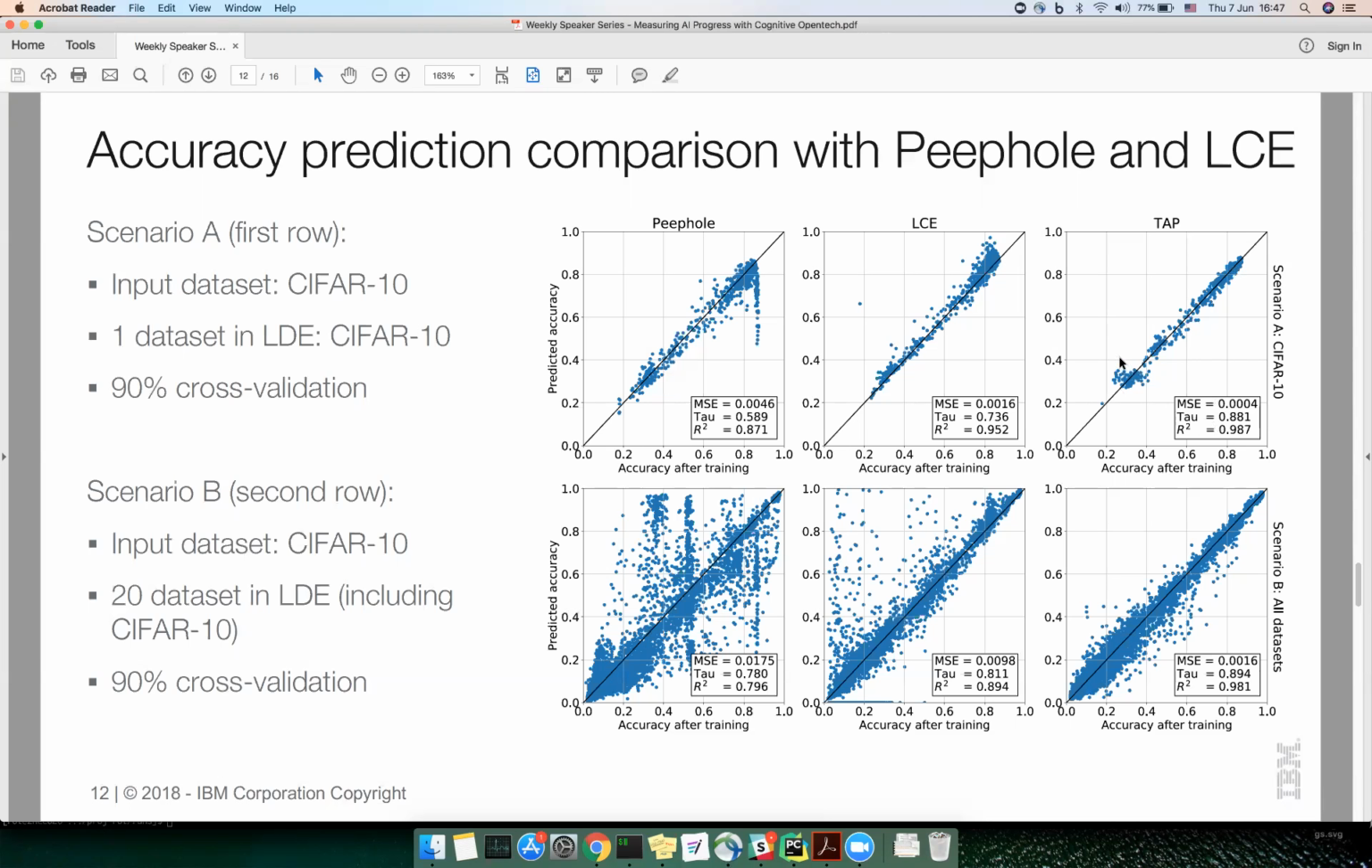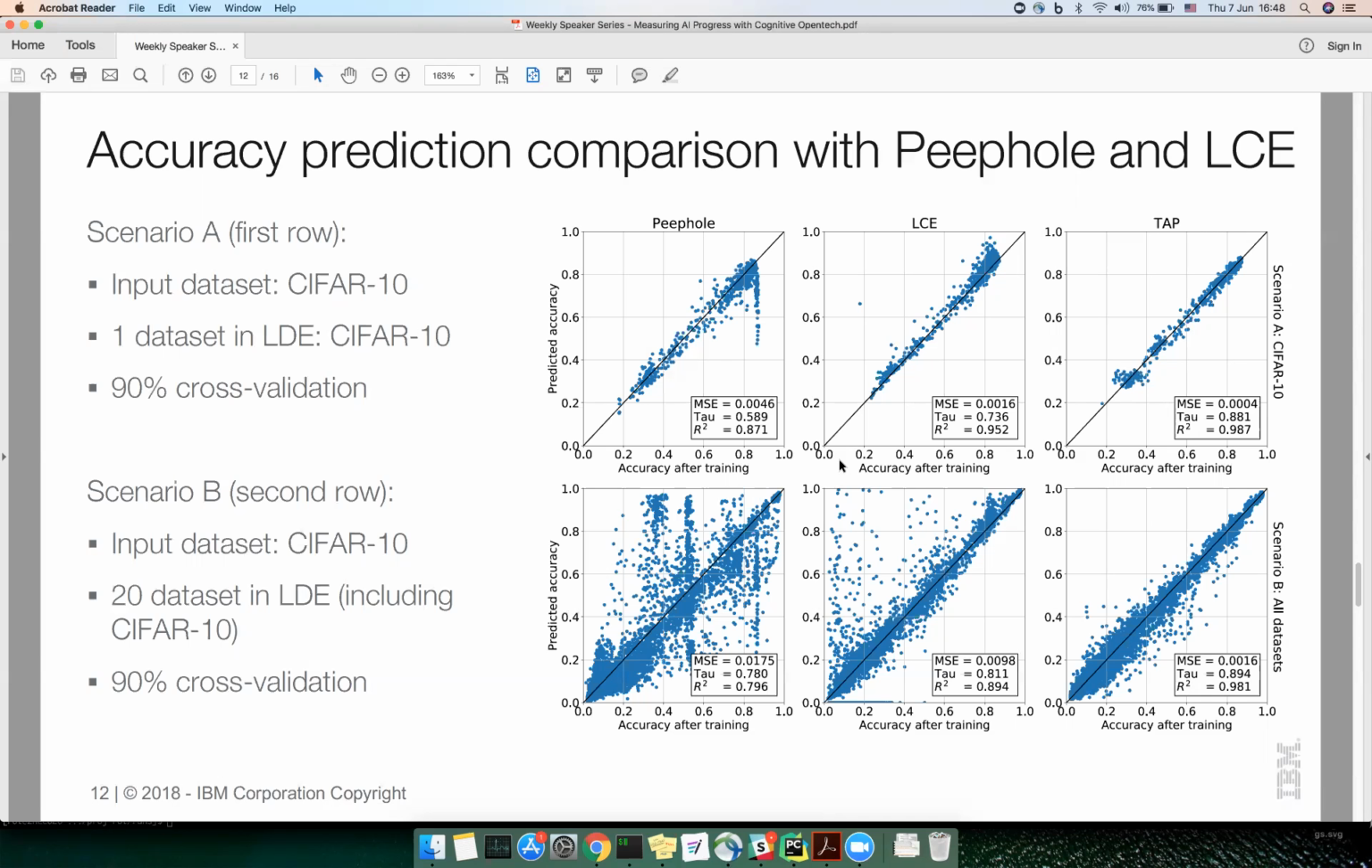The second scenario, I forgot to say that we've employed in this experiment 11 datasets. So our lifelong database of experiments contains roughly 800 experiments for each dataset. And in this scenario B, we train our accuracy predictor on all the experiments that we have, regardless of the dataset, and perform a 10-fold cross-validation.